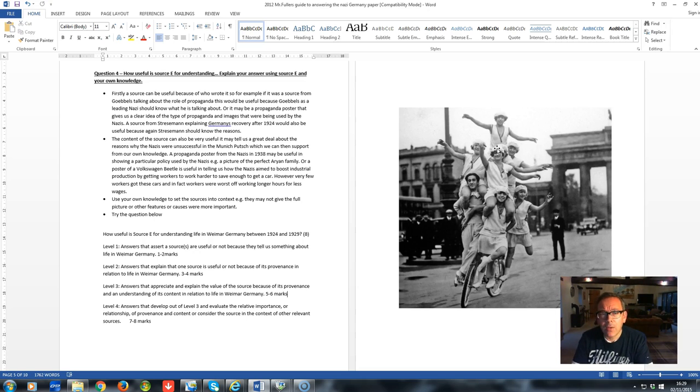So there we've got a few top tips up here, and then the examiner's mark scheme here. Remember, for the top level, you've got to look at the content of the source and the provenance of the source to assess its utility, and you've also got to show evidence that you're using your own knowledge to help you assess whether it's a useful source or not.